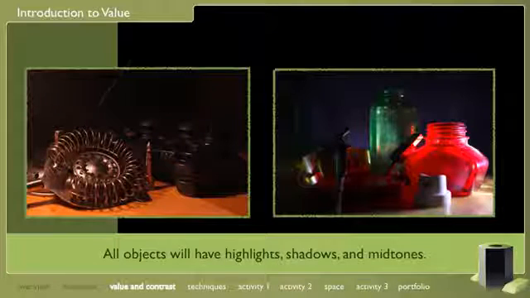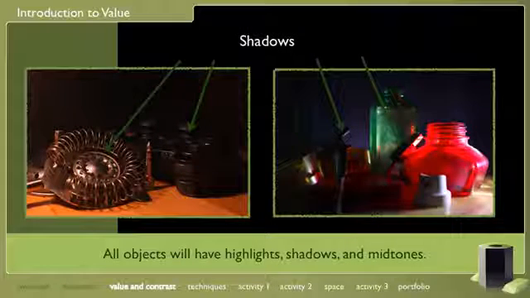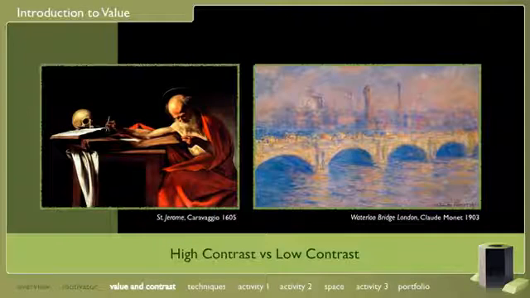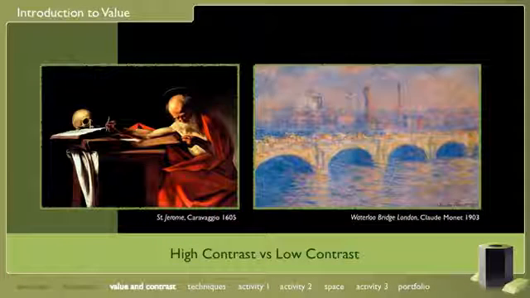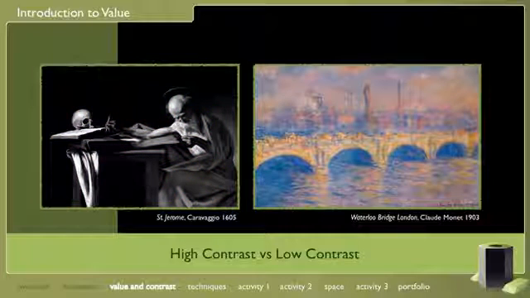All three-dimensional objects will have highlights, shadows, and midtones. When artists discuss value, you may also hear them discuss contrast. Contrast is the amount of difference between values within a particular piece or scene. A high contrast piece, such as the one on the left, will have a full range of value, from black to white. A low contrast piece, like the one on the right, will stay in the more gray range of values.